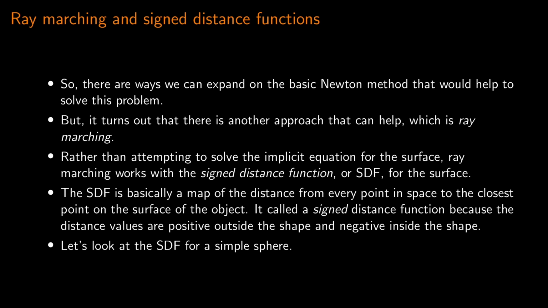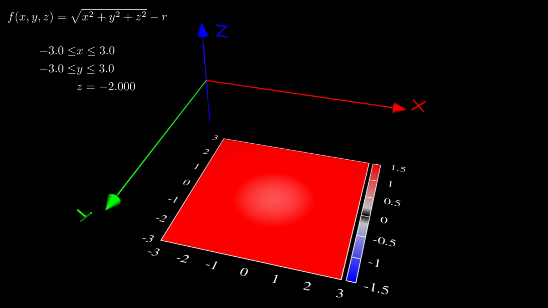The SDF is basically a map of the distance from every point in space to the closest point on the surface of the object. It's called a signed distance function because the distance values are positive outside the shape and negative inside the shape. Let's look at the SDF for a simple sphere. Okay, so for a simple sphere, our signed distance function is given by the square root of x squared plus y squared plus z squared, minus r.